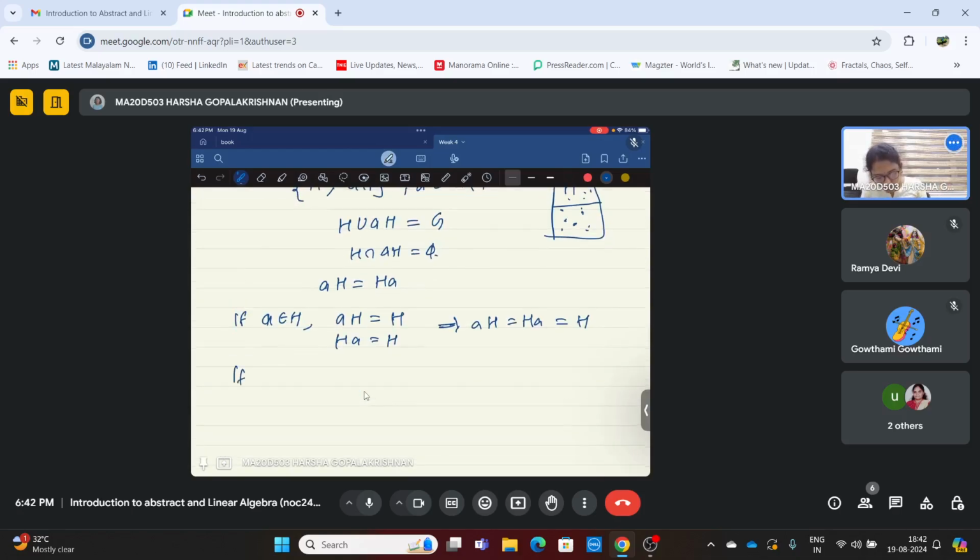Now, if A does not belong to H, then this forms the remaining part of G. H is there, AH is another part, right? If A is not in H, A is an element from G which is not in H. Now, what will be AH? AH will not be H, right? AH is the remaining part. In the same way, what will be HA? HA cannot be H again. HA should be the other coset only. HA and AH should be equal in this case.